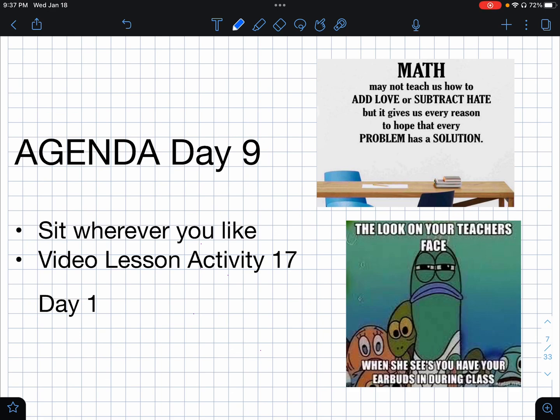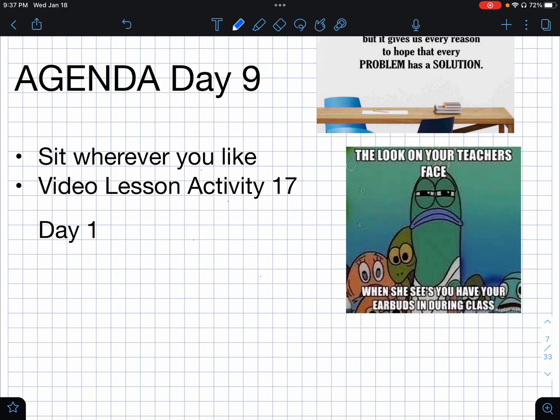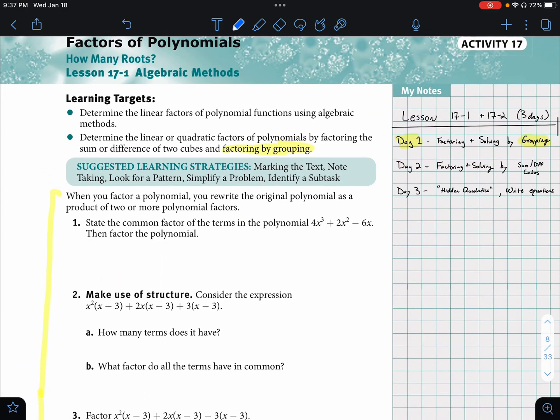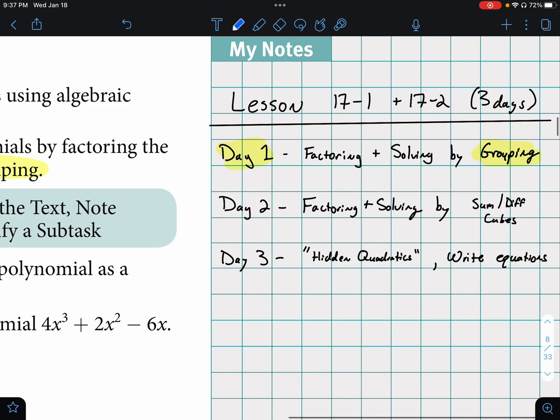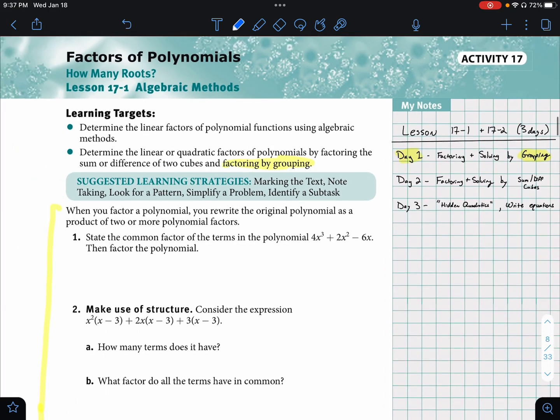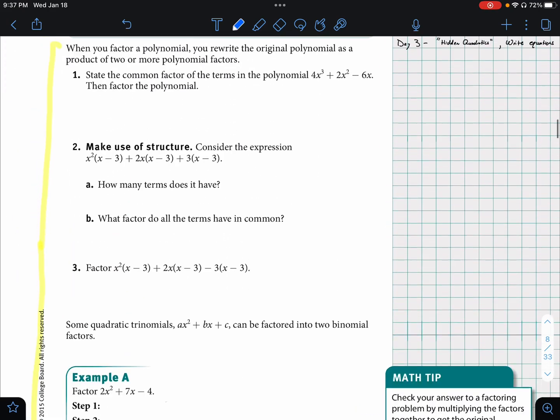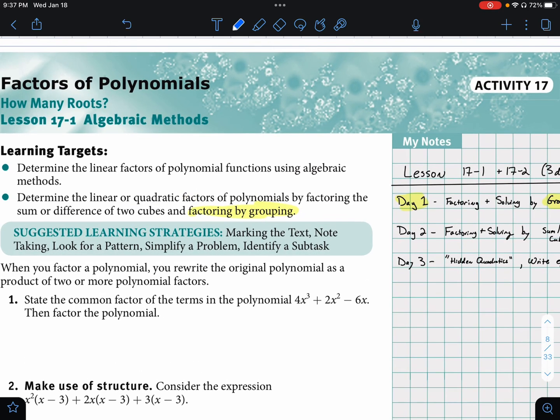I will be back Monday to help continue to move things forward, but today is day 9. We're going to be breaking up activity 17 over 3 days. On this day 1, we are going to look at our factoring from back in semester 1, but also a new strategy called factoring by grouping. And then on day 2, similar idea, but a new strategy. So all in the same kind of themes here. So in your book, this is lesson 17.1 and 17.2.